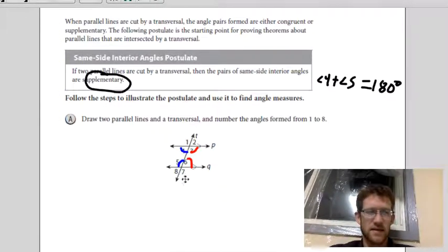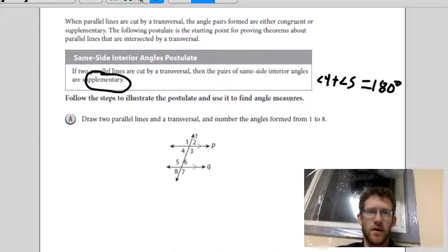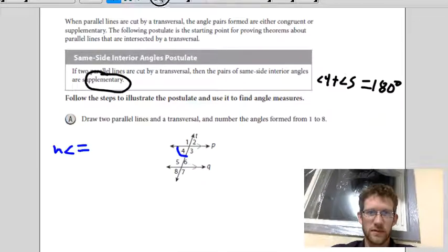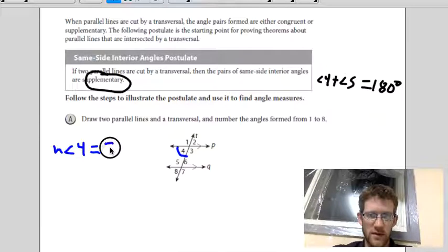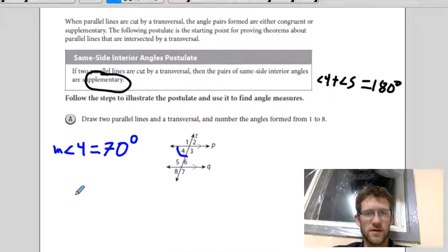So what does this postulate tell us specifically about these ones here? Well, it means that, say, angle 4 plus angle 5 should equal 180 degrees, right? They should be supplementary. I can get more specific too. I can say, okay, well, let's say the measure of angle 4 is equal to, say, 70 degrees. So if the measure of angle 4 is equal to 70 degrees, what is the measure of angle 5?